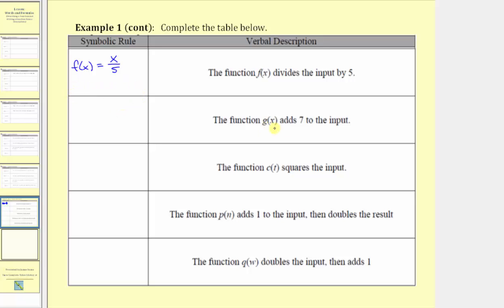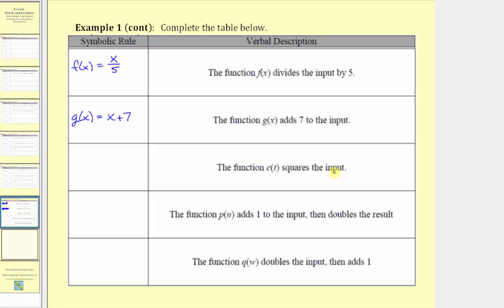Next, we're told the function g of x adds 7 to the input. So because our function is g of x, we know the input is x. And the rule is we want to add 7 to the input, which means we want to add 7 to x, which is x plus 7. So our function is g of x equals x plus 7. Whatever the input is, we would add 7 to it to get the output.